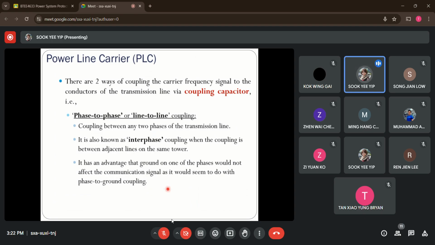So those are the two ways we can inject a high frequency signal into the transmission line. One is by using two phases of the three phase line. The other is using a single phase line together with the ground path. All right, so now let's move on.